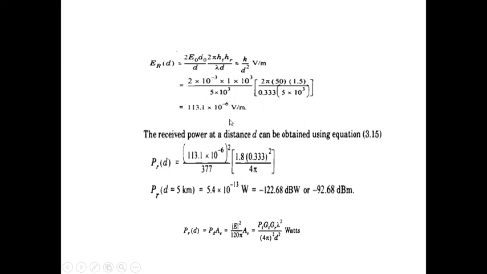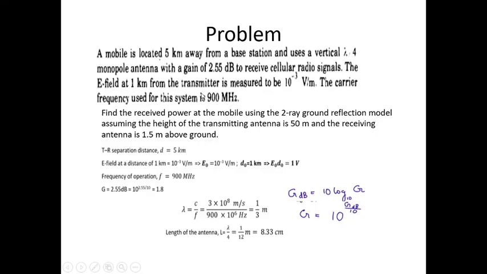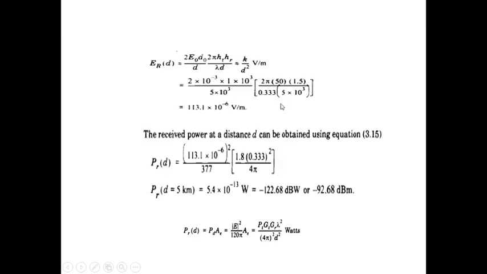In order to find the received power, first we need to know the value of the total electric field expression. That is, we know it is 2 E0 D0 by D times 2 pi HT HR by lambda D. I told you this equation is important. It has to be applied in numericals. So by direct substitution, we know the value of D, that is given as 5 km, and E0 D0 is also known. The heights of the transmitter and receiver are also given in the question. By using all those substitutions, we can get the total electric field.